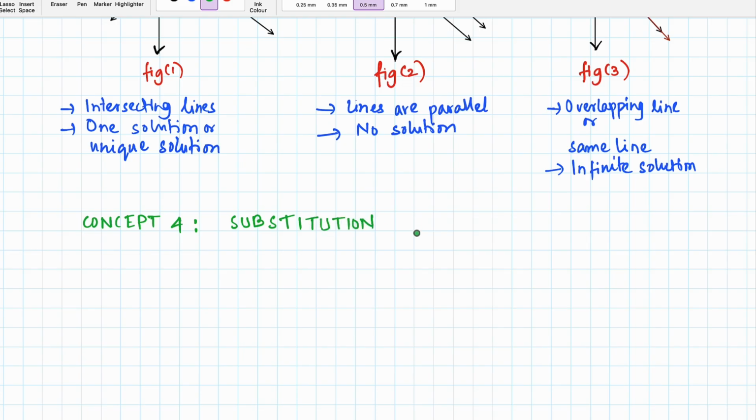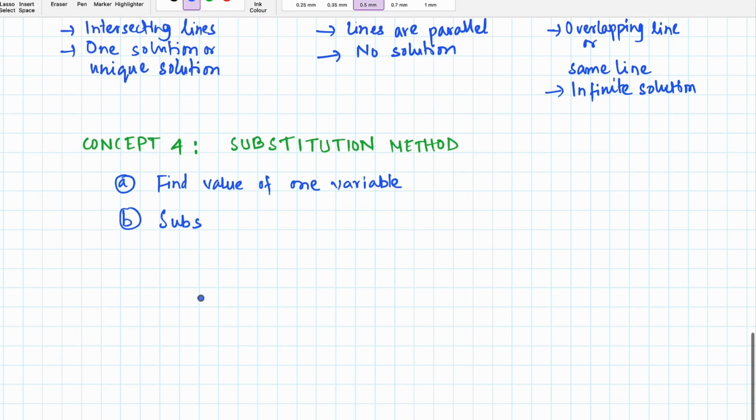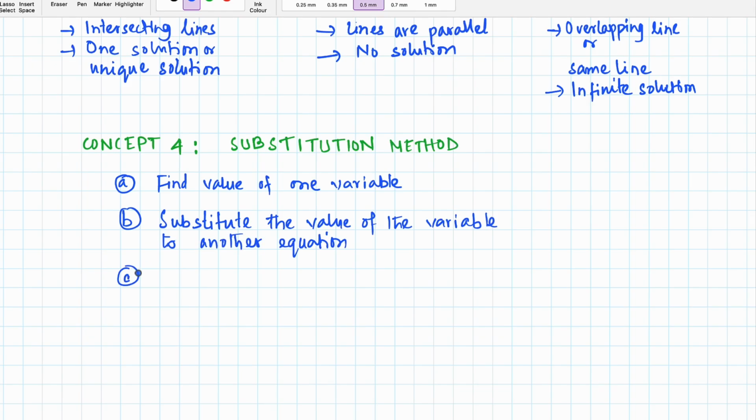Now we are going to concept number 4, which is the substitution method, the second method which we use to solve the pair of linear equations. So what are the steps? Find the value of one variable. When there are two equations, we try to express one variable in terms of the other. Then we substitute the value of that variable into the second equation, to find the other variable, then solve step by step.